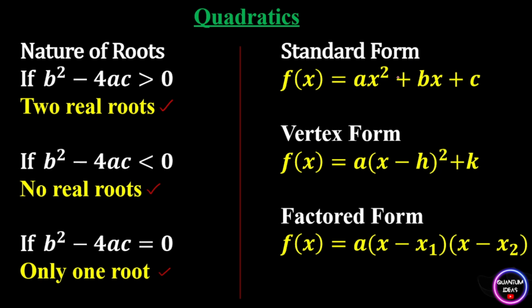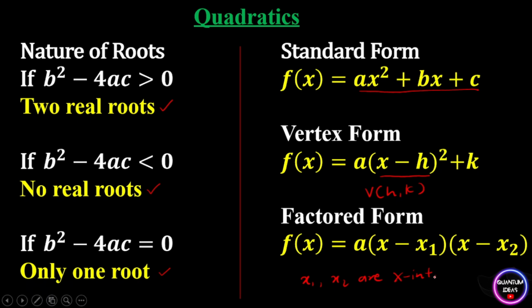So first is standard form, that is f(x) equals ax squared plus bx plus c. This is called standard form of a parabola. And another is vertex form. So f(x) equals a(x minus h) whole squared plus k, where (h, k) is the vertex of the parabola. And another is factor form, f(x) equals a(x minus x1)(x minus x2). In this case x1 and x2 are basically the x-intercepts made by the parabola. So these three forms are very important.